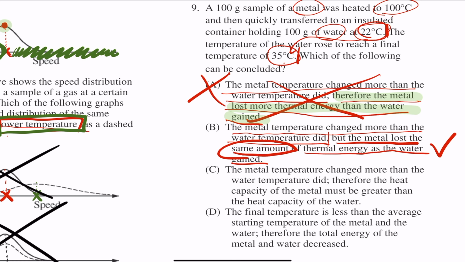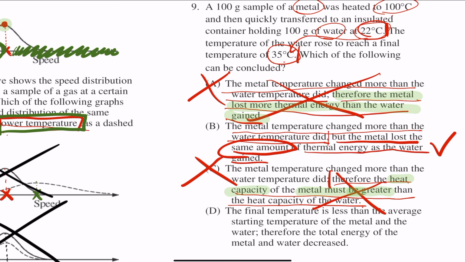C: the metal temperature changed more than the water temperature. Once again, I don't know. Therefore, the heat capacity of the metal must be greater than the heat capacity of the water. That is absolutely false, right? Because once again, specific heat capacity, simply put, is just a patience level, like how well this thing can handle the heat. If the metal had a greater specific heat capacity, that just means it can handle the heat better, aka the temperature change should have been smaller. Because it can handle the heat so well, it doesn't really fluctuate in its temperature. So what they're saying is completely the opposite. That's why answer choice C is wrong.